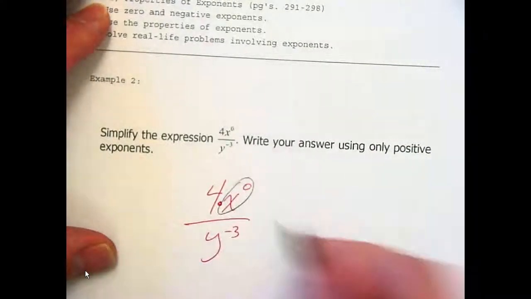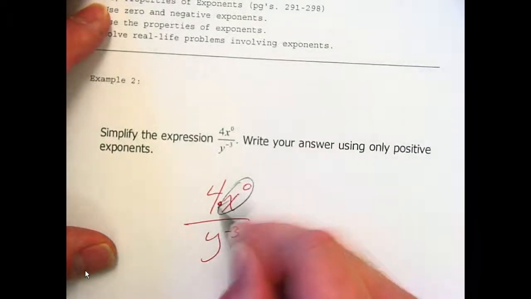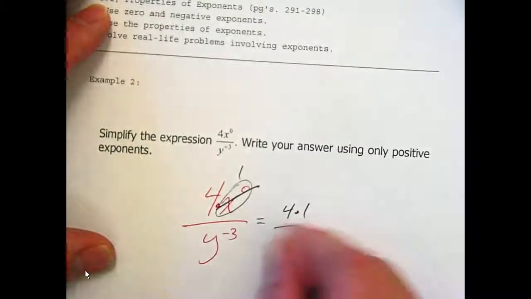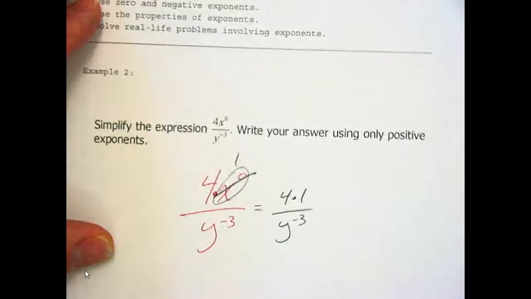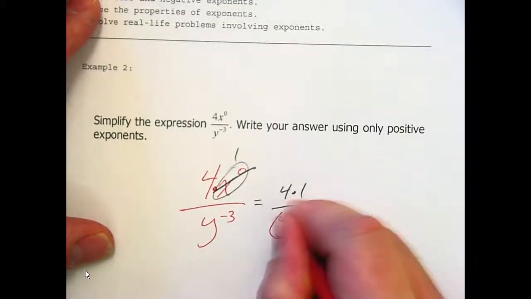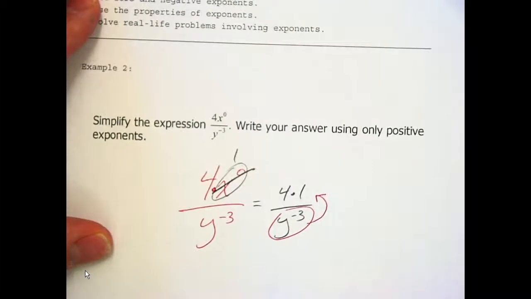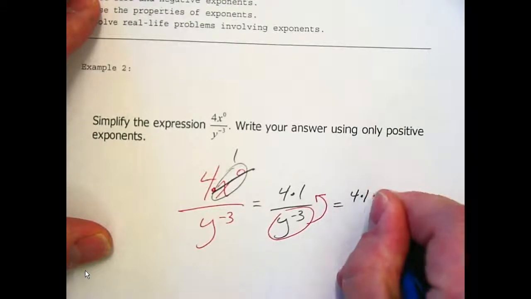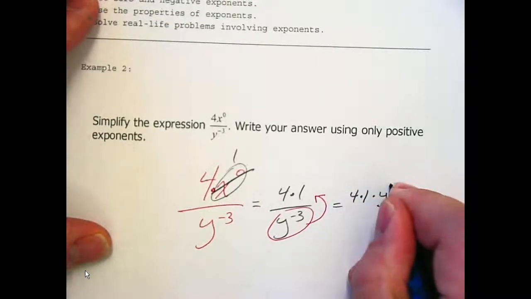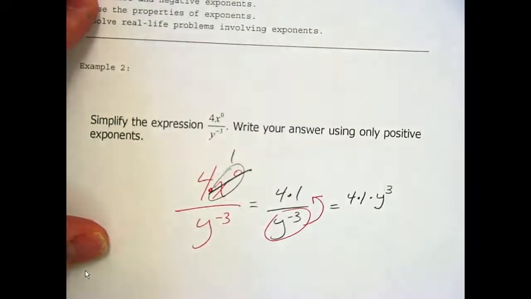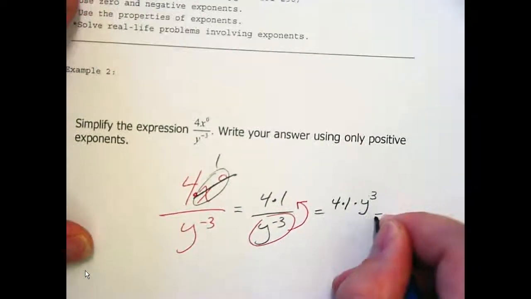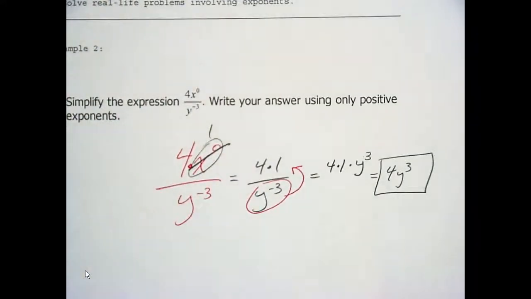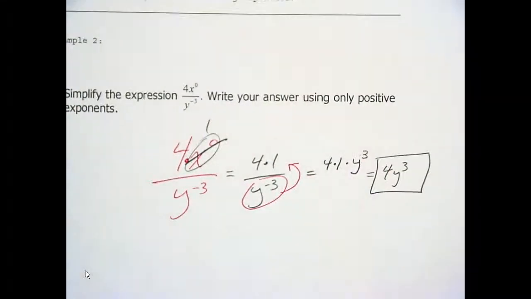On the top, x to the 0 is what? It's 1. So on top I have 4 times 1. On bottom I have y to the negative third. Now if the negative is on the bottom, I just move it to the top, and then the exponent becomes positive. That gives me 4 times 1 times y to the third, which simplifies to just 4y to the third. So if your negative exponent is on the bottom, move it to the top and it becomes positive.